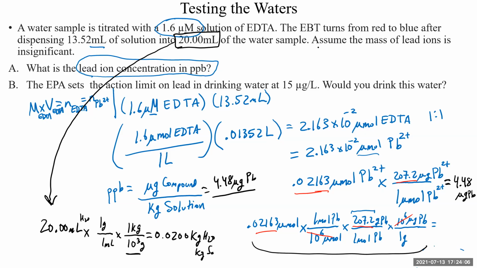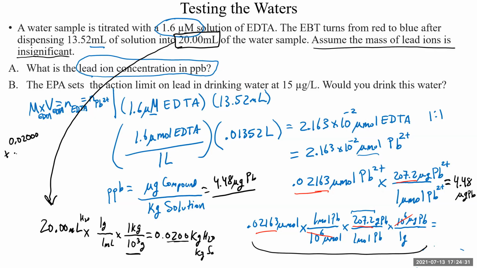Remember, we are going to assume the mass of the lead ions is insignificant. So I'm not going to bother adding the mass of these ions. Think about it. If I take 0.02 and add 0.000448 to 0.02, that's going to be beyond my significant figures anyway, right? I mean, just to prove, again, I will prove it.